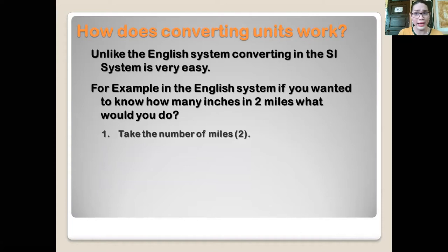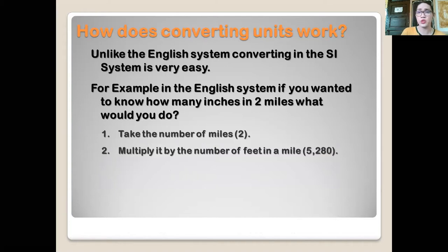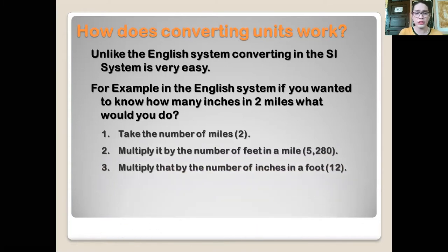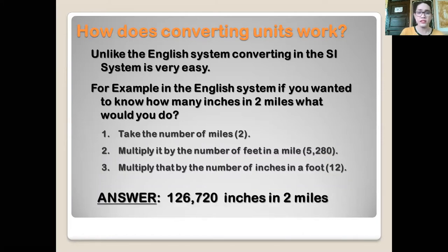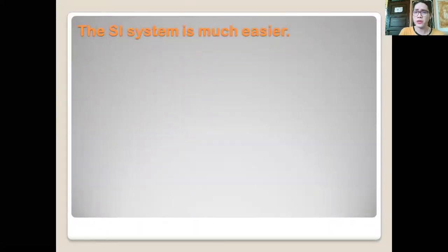Take the number of miles, which is 2, then multiply it by the number of feet in a mile, which is 5,280. Then multiply that by the number of inches in a foot, which is 12. Then it gives you an answer of 126,720 inches in 2 miles. So it's a long process, right? Converting English to metric or metric to English. So here is why scientists use the SI system, because it is much easier.